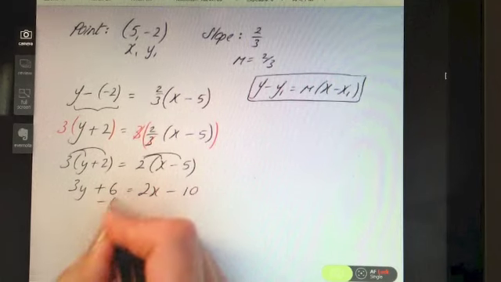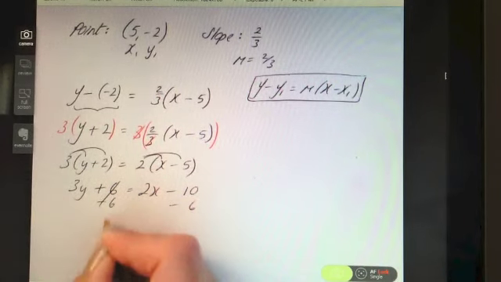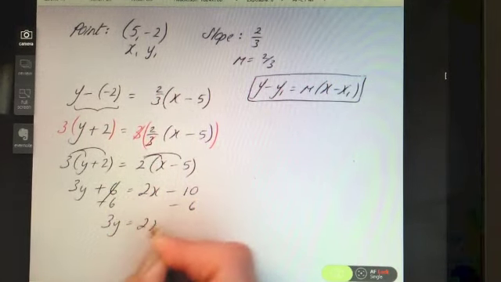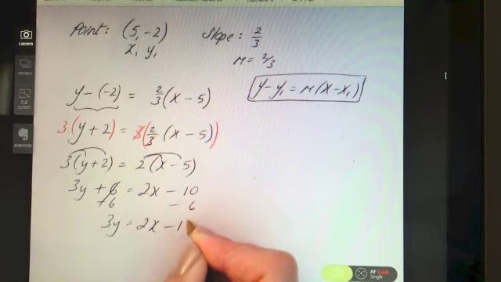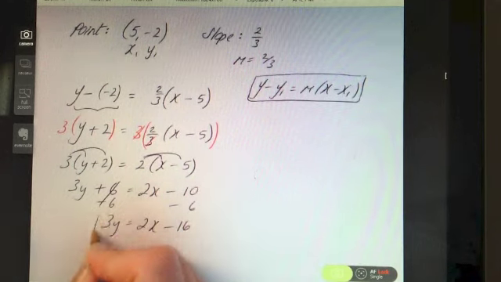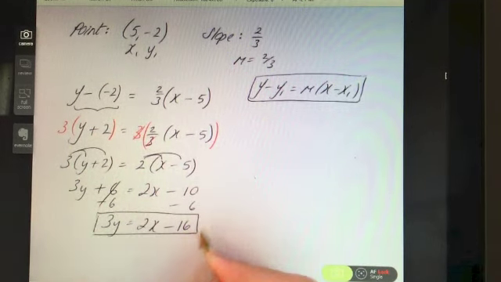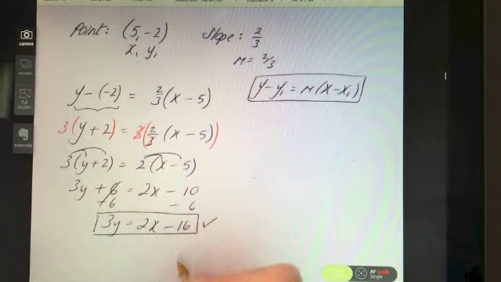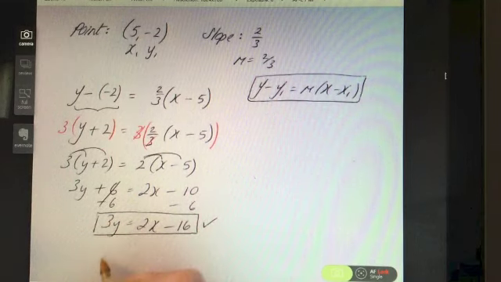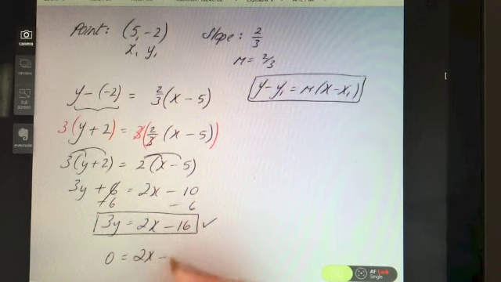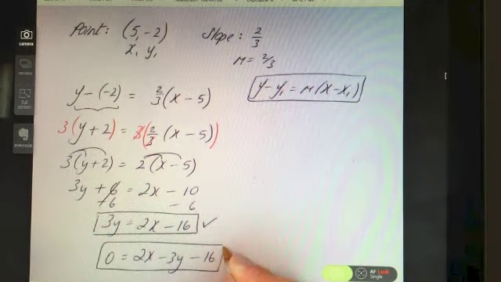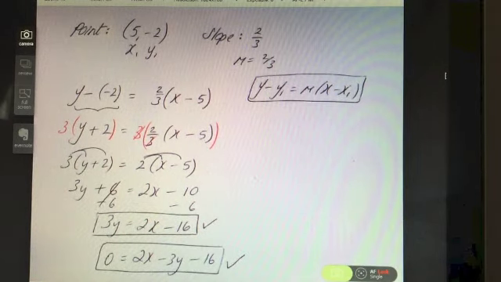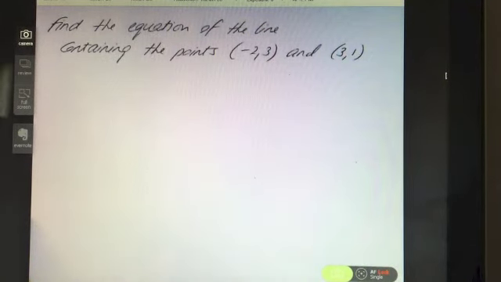So again, tidying up the number work, I'm going to take away 6 from both sides, and I'm left with 3y equals 2x. Minus 10 minus 6 is minus 16. Okay, so that is my answer, and that is correct. And again, a different format might be to get 0 on the left hand side, so taking away 3y from the left hand side and minus 3y on the right hand side would give me this. Also correct. Okay, try this question.